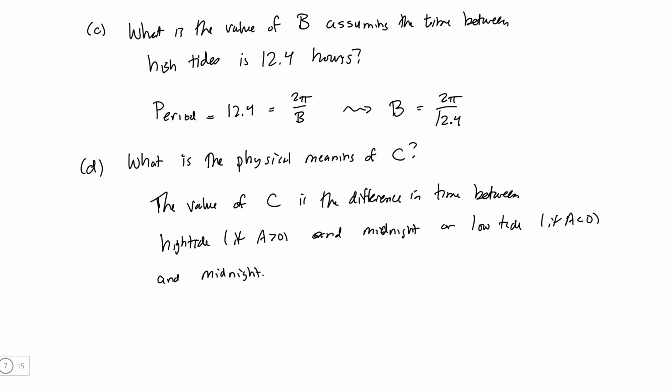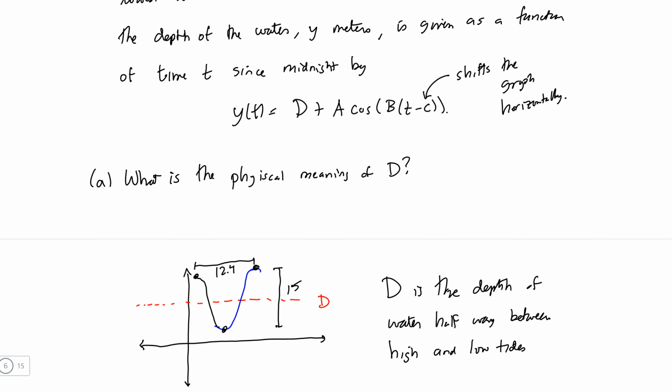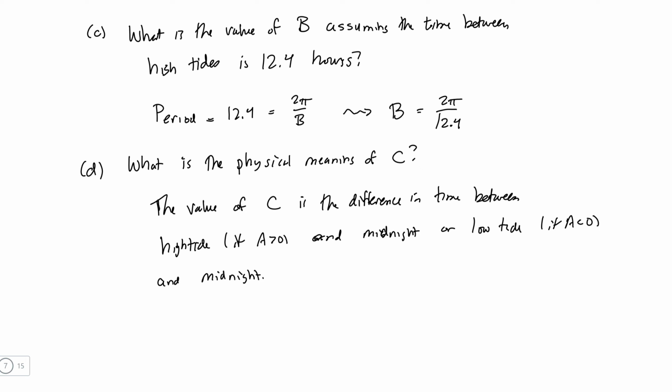Okay, it's just shifting, because normally, if A is positive, you'd want t equals 0 to be our high tide. But in this case, if I plug t equals 0 in there, I don't necessarily get that cosine is 1. But if I shift it and I plug in t equals c, I get cosine of that is 1, so then it's either positive or negative here, depending on our A value.